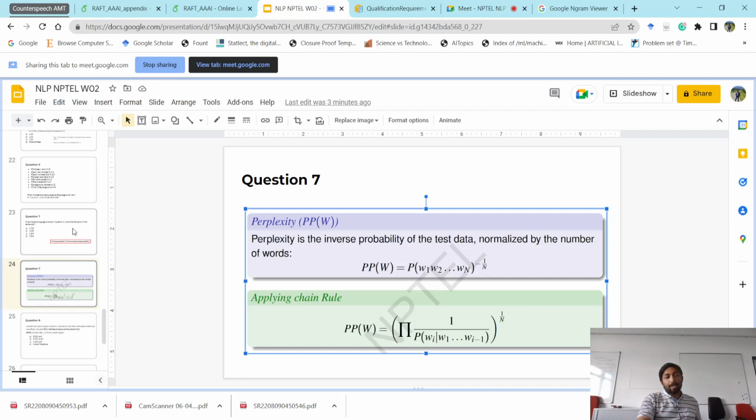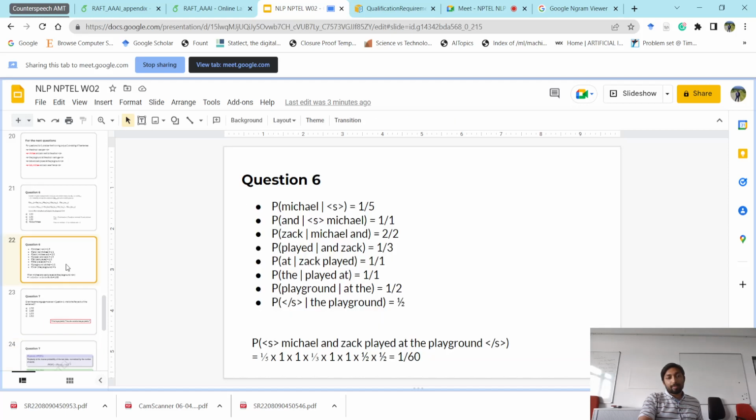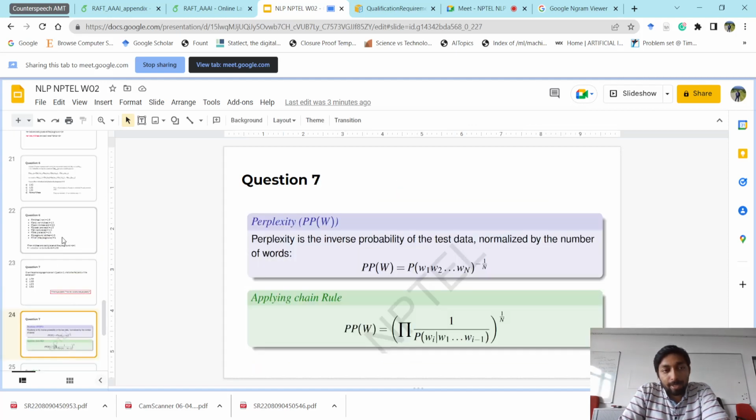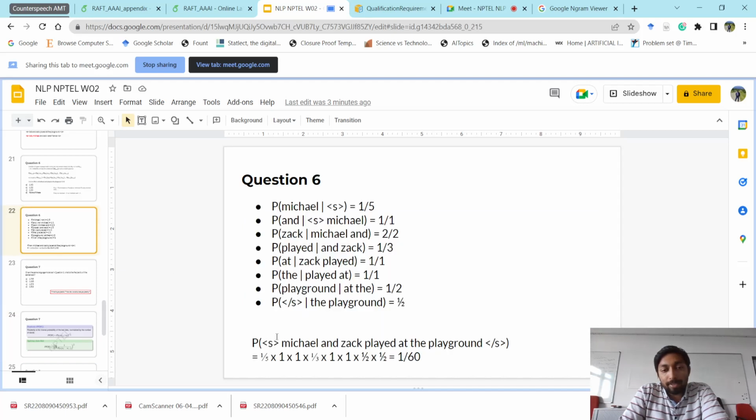And what is n here? What is n in this sentence? N is not for n-gram. N here is, this is a different notation, sorry about that. So n is the number of words in the sentence. So here the number of words is 1, 2, 3, 4, 5, 6, 7, 8, 9.